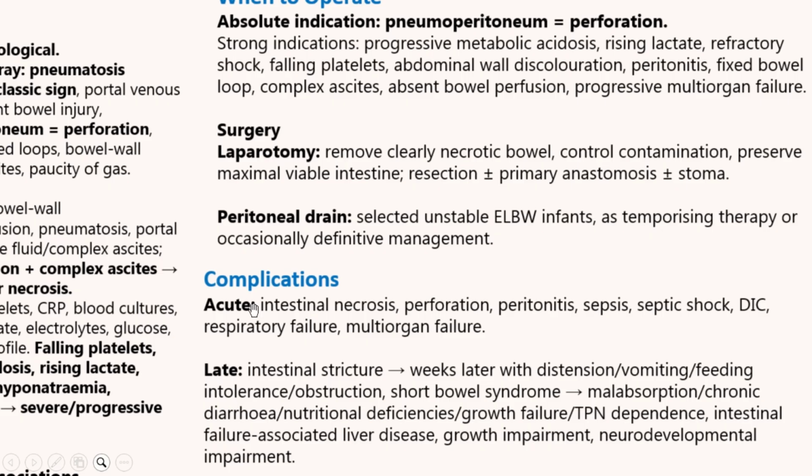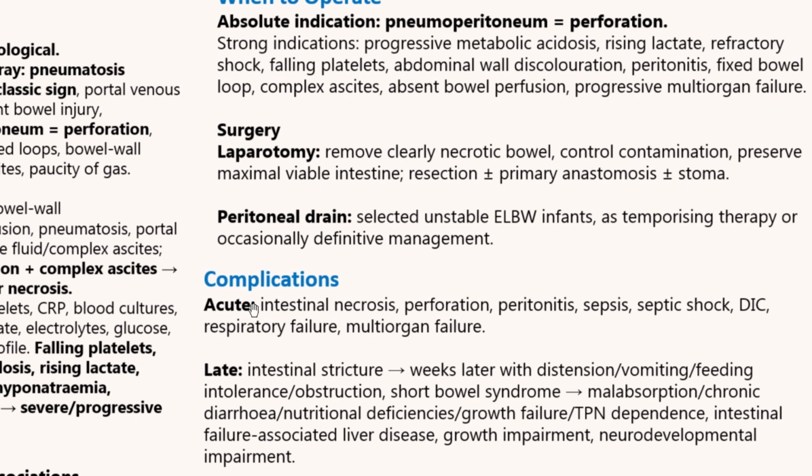So complications, we have the acute complications and we have the late complications. Some of the acute complications, we have intestinal necrosis, perforation, peritonitis, sepsis, septic shock, DIC, respiratory failure, as well as multi-organ failure. Then the late complications, we can have intestinal strictures. This can occur weeks or later, and you can see things like distension, vomiting, intolerance, or even obstruction developing again.